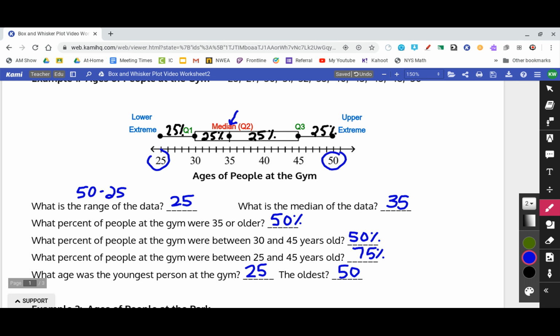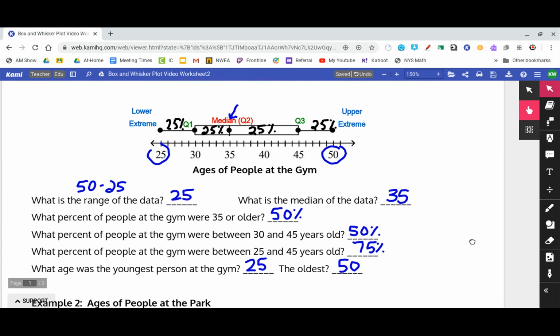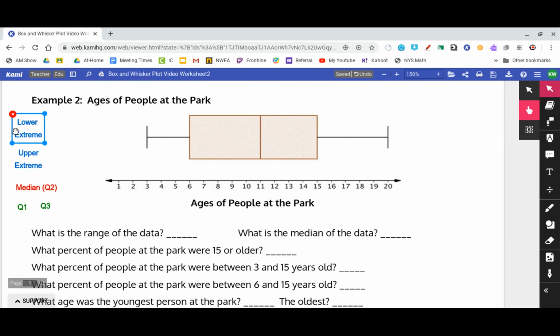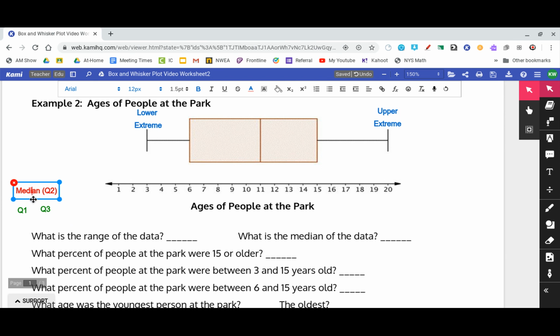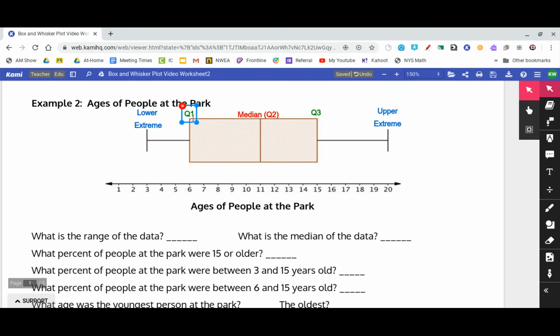All right, so knowing all of that, let's look at a blank box and whisker plot and see if we are experts now. Here we are. So we know that this is our lower extreme. Yes. That's our lower extreme of 3. That's our upper extreme of 20. The vertical line inside of the box is your median. Then we have the median of the lower half of data, Q1, and the median of the upper half of data, Q3. So it goes lower extreme, Q1, Q2, Q3, upper extreme.